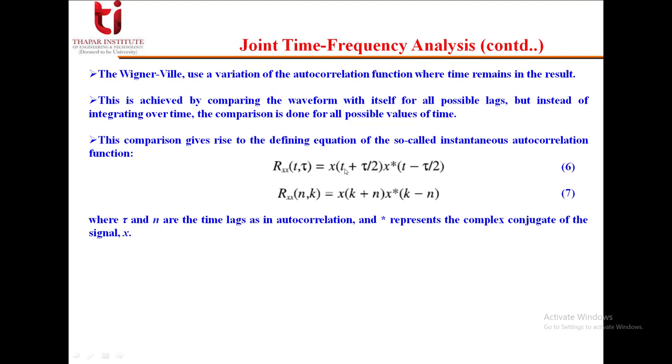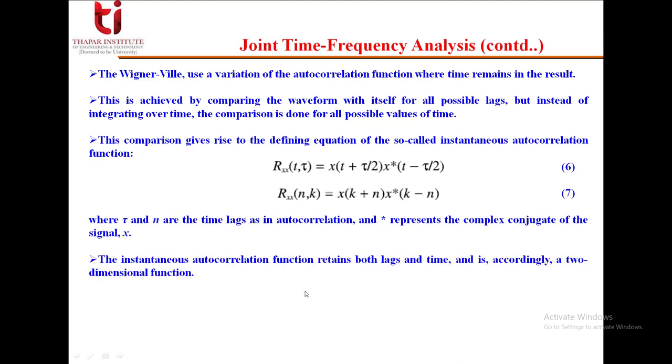So this gives rise to the so-called instantaneous autocorrelation function, in the continuous and discrete case. You can see them respectively in equations number 6 and 7. In the continuous case, we are keeping both t and tau as parameters because it is instantaneous, so it also takes time into consideration: x(t plus tau by 2) times x complex conjugate of (t minus tau by 2). Similarly, in the discrete case, x(k plus n) and x complex conjugate (k minus n). Again, tau and n are the time lags as in autocorrelation, and the star symbol represents the complex conjugate of the signal x.